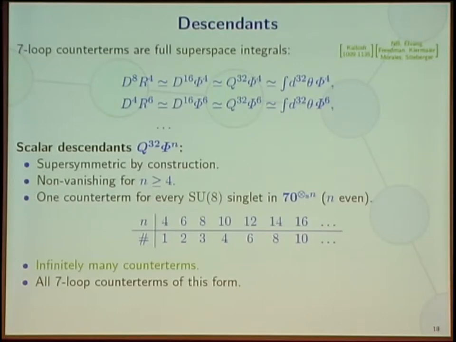This is the number, but it's clear that there are infinitely many counterterms at 7 loops, and in fact, all of the 7-loop counterterms must be of this form. That is because the BPS condition for singlets really doesn't work at 7 loops anymore. So it must be a full superspace integral of this form.